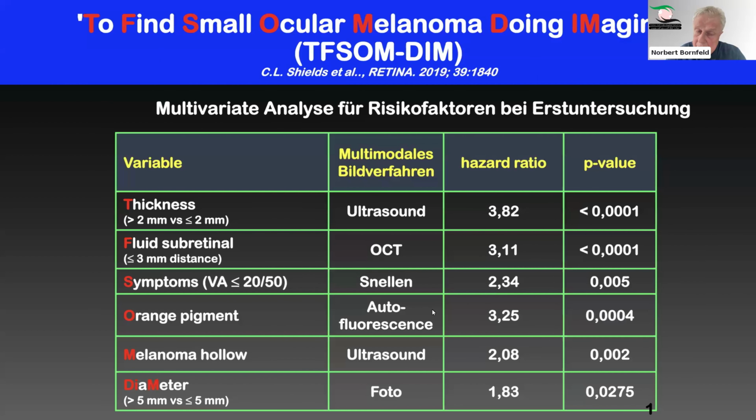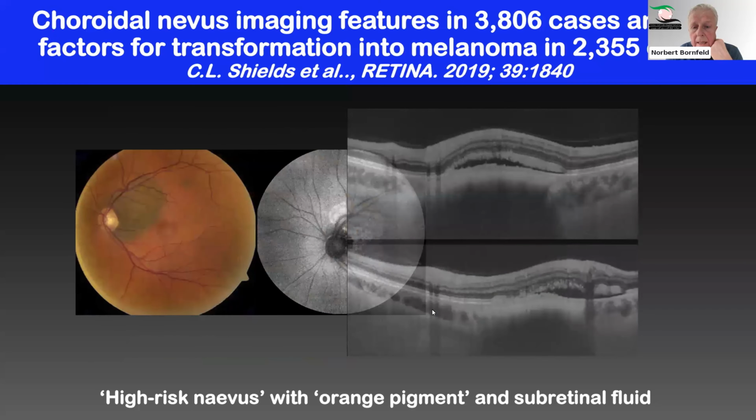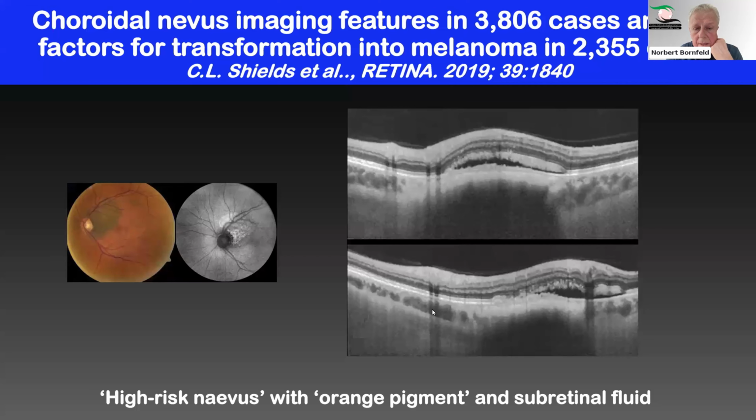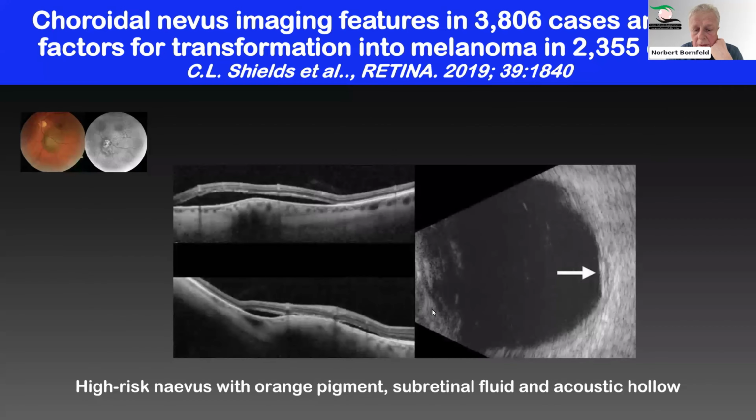Growth may not be malignant. So this is such a patient from the series with what is called a high-risk nevus with orange pigment and subretinal fluid. And that's the OCT of the same patient. And that lesion definitely grew. And this is the ultrasonography of the tumor with a specific acoustic hollowness, which again is a risk factor in the Shields classification.